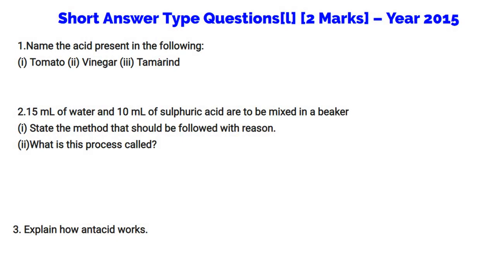Name the acid present in the following: tomato, vinegar and tamarind. Tomato has oxalic acid, vinegar has acetic acid and tamarind has tartaric acid.